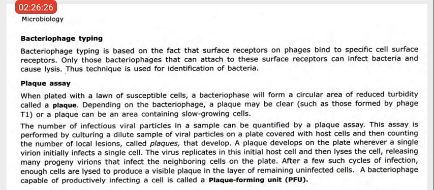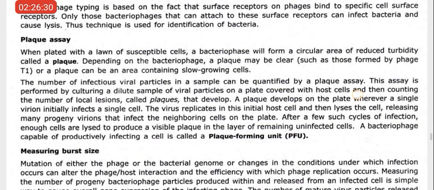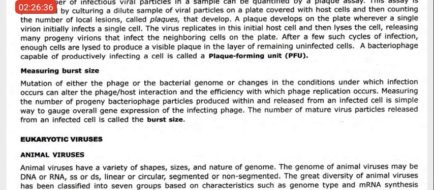A bacteriophage capable of productively infecting a cell is called a plaque forming unit, PFU. Then measuring burst size. Mutation of either the phage or the bacterial genome, or changes in the conditions under which infection occurs, can alter the phage-host interaction and the efficiency with which phage replication occurs.